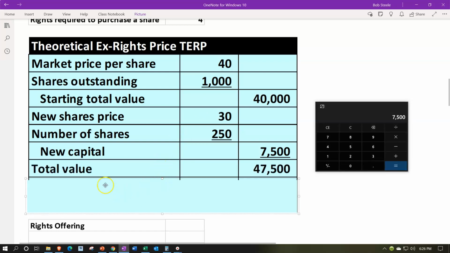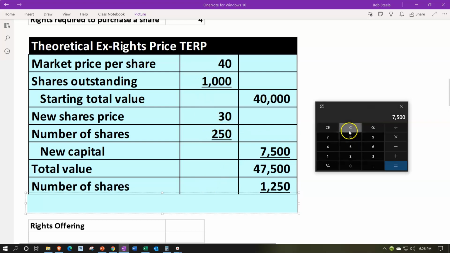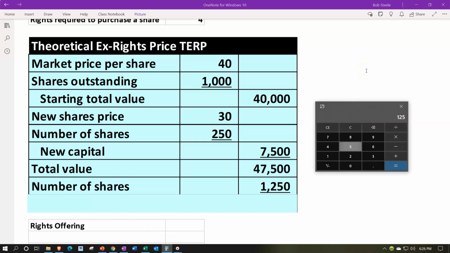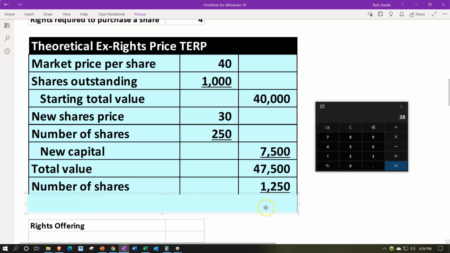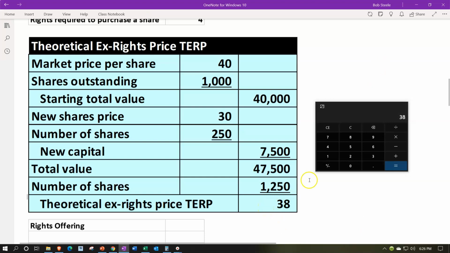In other words, the total value is the 40,000 before, plus another 7,500 in cash. Therefore, the equity value, assets minus liabilities on a market value basis, would be 47,500. The number of shares is now 1,000 plus 250. So what's the value per share? It's 47,500 divided by 1,250, or $38 per share. Before it was 40 because it was worth the 40,000. Now it went down to 38.